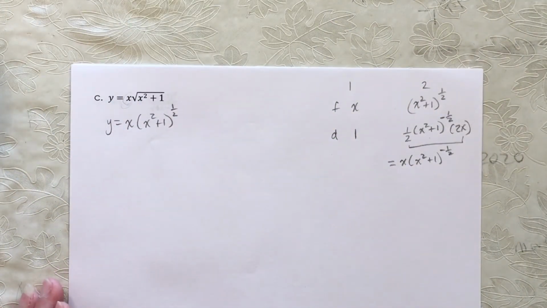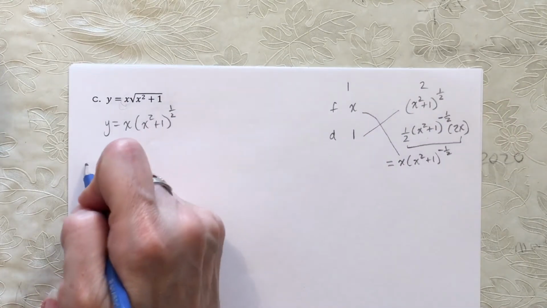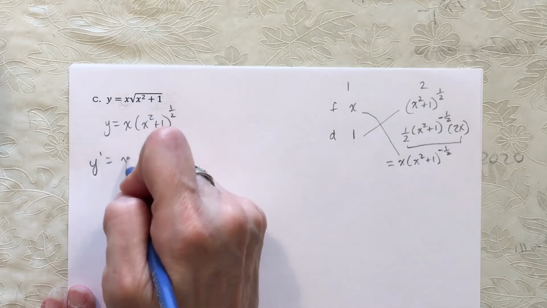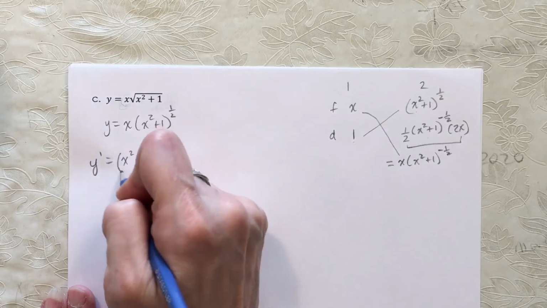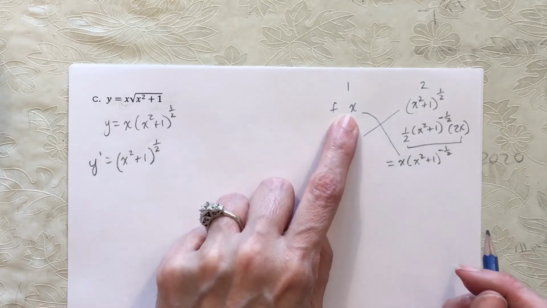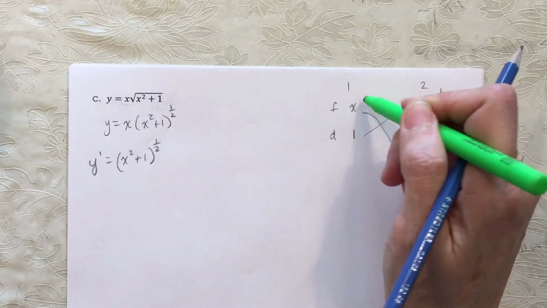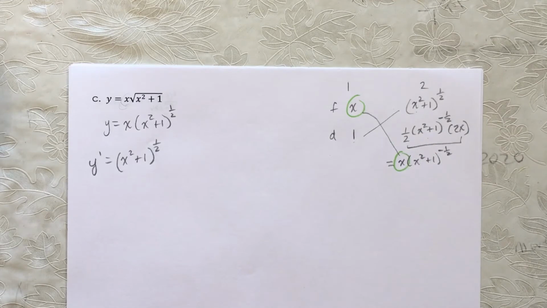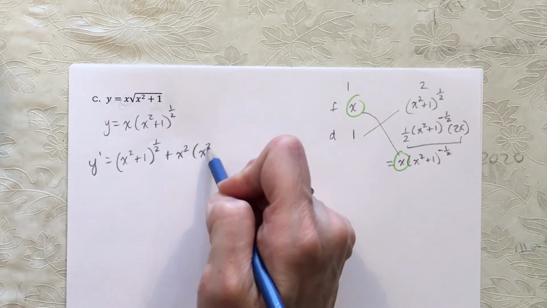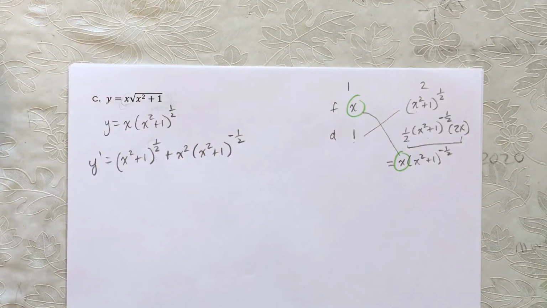Okay, so now I can do my product rule. So y prime, derivative of the first times the second, so that's just going to be x squared plus 1 to the 1/2, plus the first times the derivative of the second. So when we're multiplying the first and the derivative of the second, we can multiply the x and the x together and get x squared, still multiplying by x squared plus 1 to the negative 1/2. So here it is, that's my derivative.